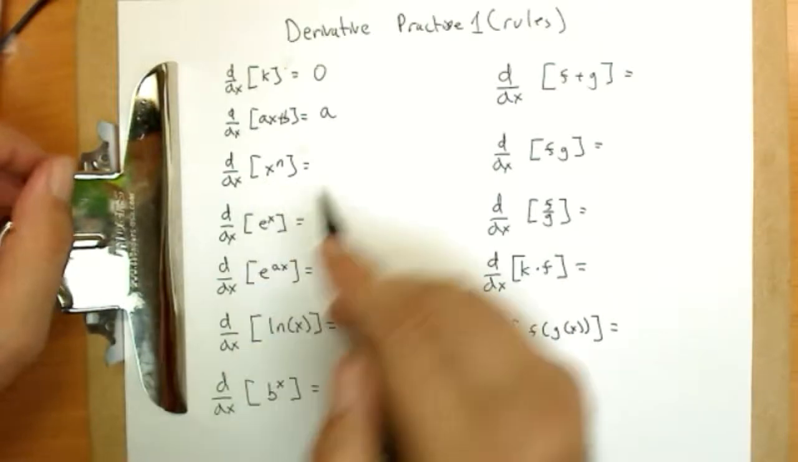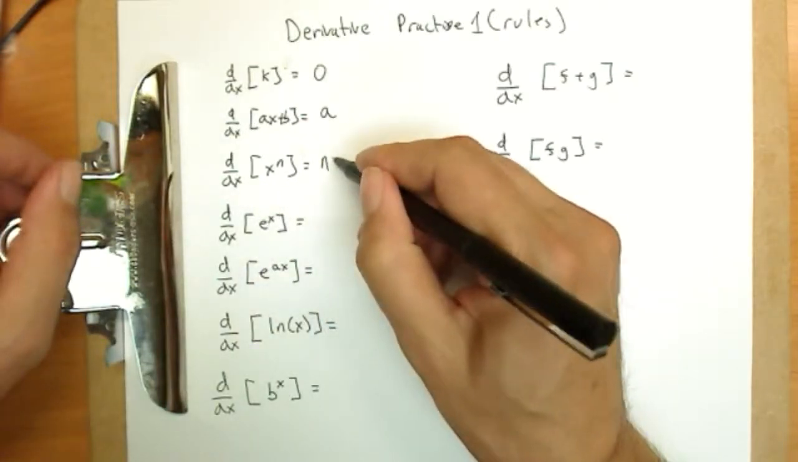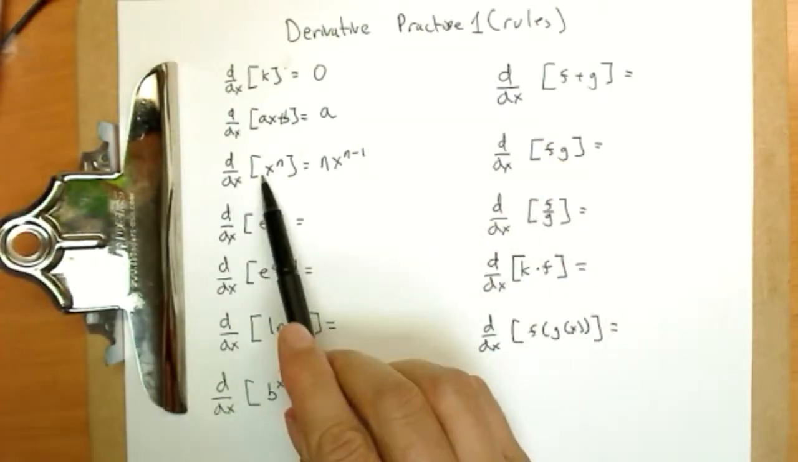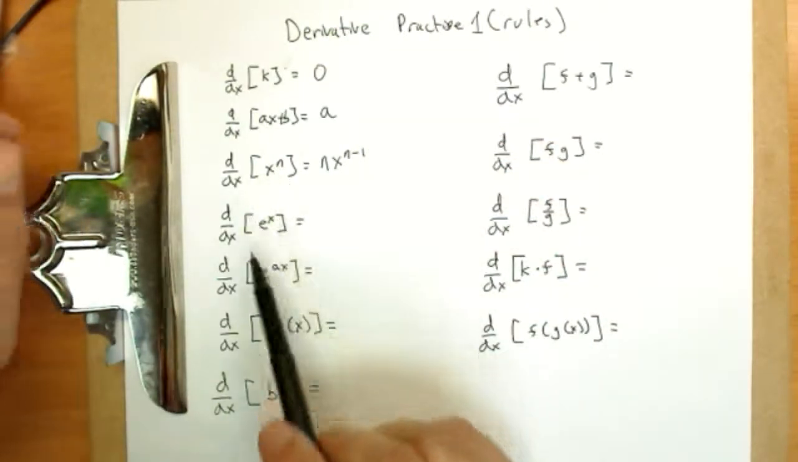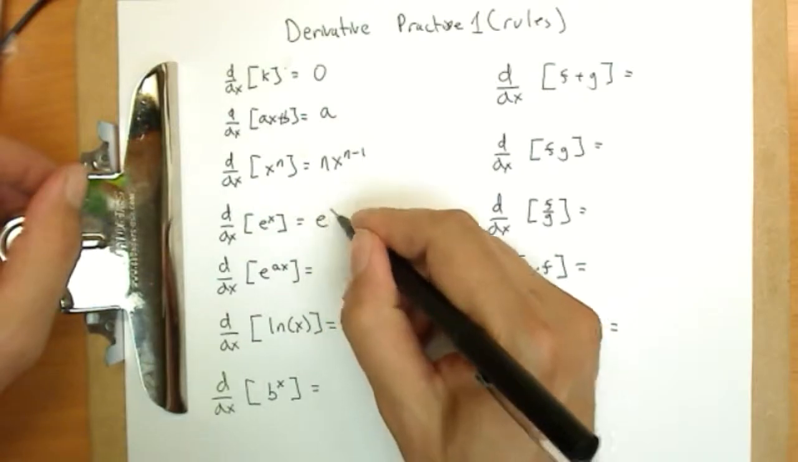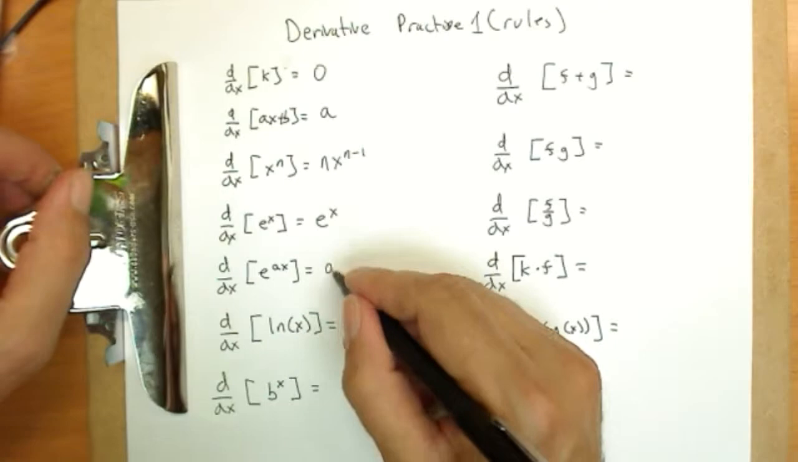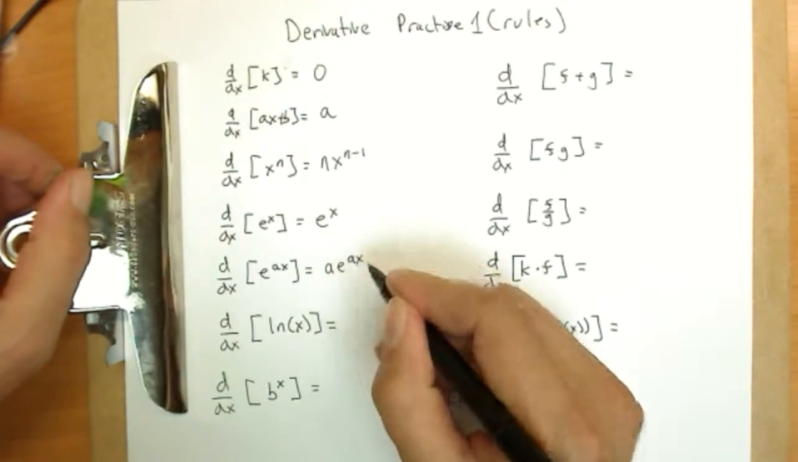The rule for x to the n is that the n comes out in front, and we have x to the n minus 1 power. So the power will come out to the front, and we will subtract 1 from the power. E to the x is its own derivative. There's our easy one, e to the x. E to the ax is a e to the ax.